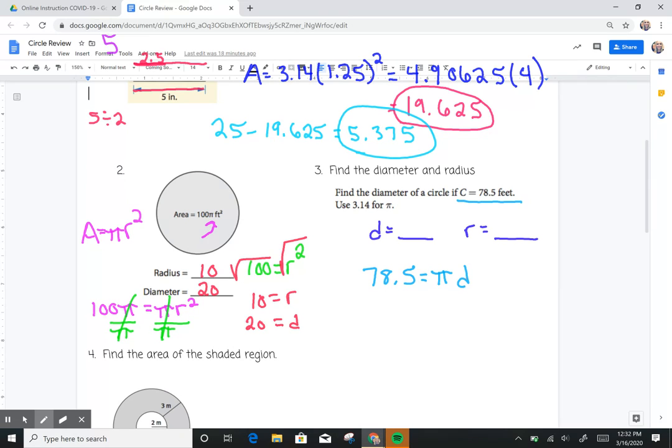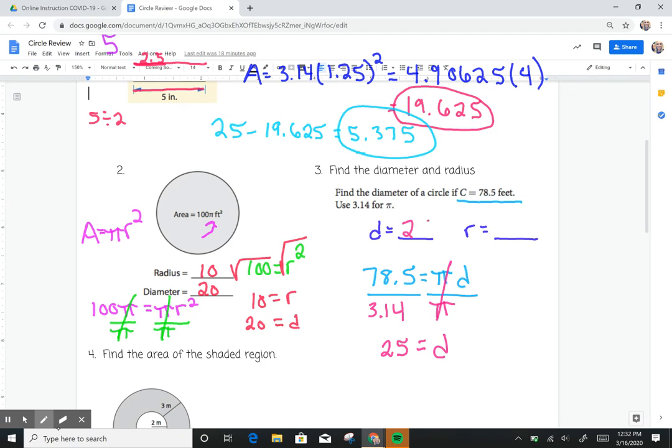So again, I want to try to find the diameter, so I've got to get rid of pi. The very first thing I'm going to do is divide both sides by pi. That way these cancel out. Now, instead of writing the pi symbol, we just know that's 3.14. So right here, I'm going to have to divide. In your calculator, you're putting 78.5 divided by 3.14, and we get 25 equals D.